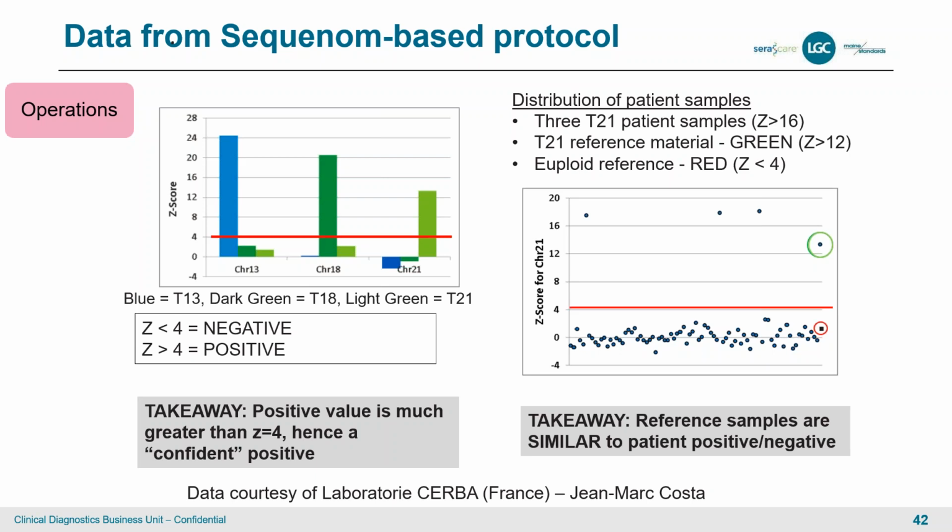The nice thing was our negative sample, which is in that red circle, was behaving just like any other negative sample, and our positive sample was behaving like a positive sample. So the minute they saw this data is when they said, okay, we need to use these materials as our daily control. Again, it's very powerful data that shows the value of these as a routine QC.